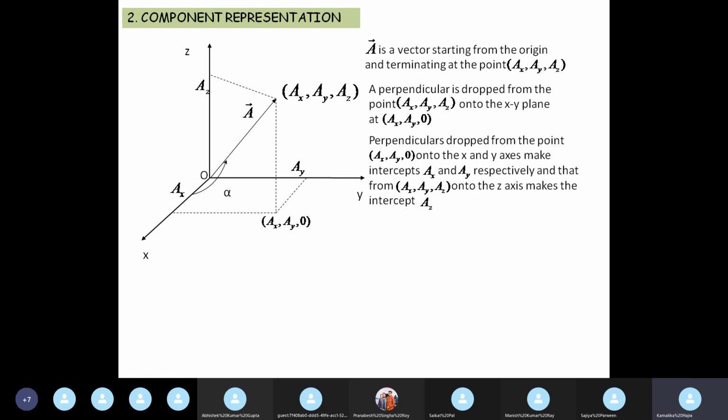Alright. Now the angle that the vector A makes with the x-axis, let us call it alpha. The angle that it makes with the y-axis, let us call it beta. And the angle that it makes with the z-axis, let us call it gamma. So you can clearly see the picture, use your basic trigonometry knowledge, and you can see that we can write Ax equal to mod A cos alpha, where mod A is the magnitude of A. Ay equal to mod A cos beta, and Az equal to mod A cos gamma.